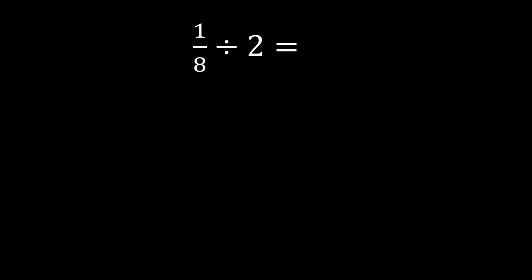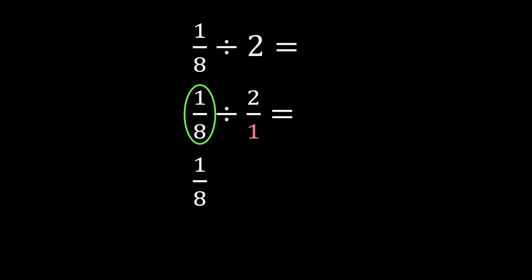This example is 1/8 divided by 2. The first thing we need to do is turn the whole number into a fraction, and we do that by putting it over 1. Now we're ready to begin dividing. When dividing fractions, we want to keep the first number the same. No matter what it is, it stays the same. 1/8 will remain 1/8. Then we change the division sign to multiplication.